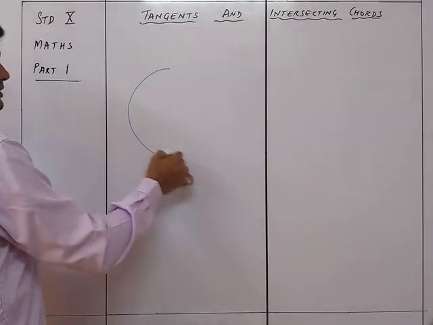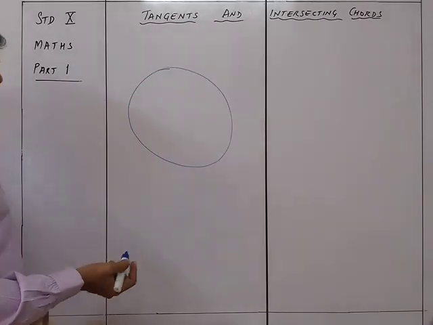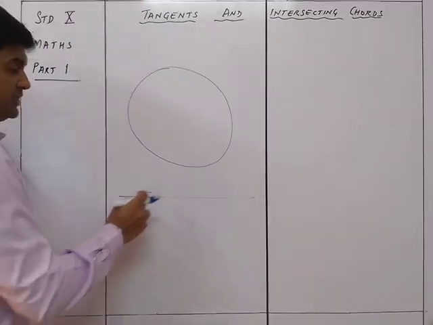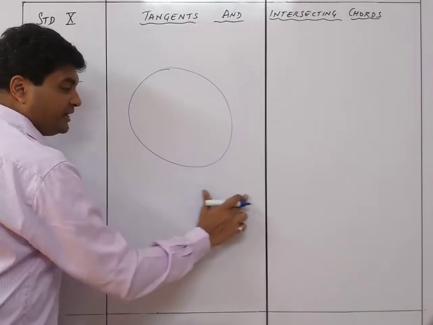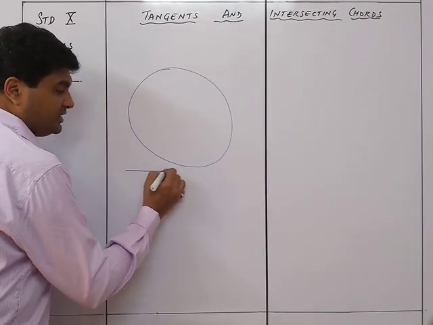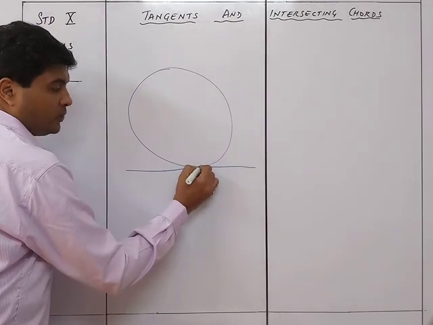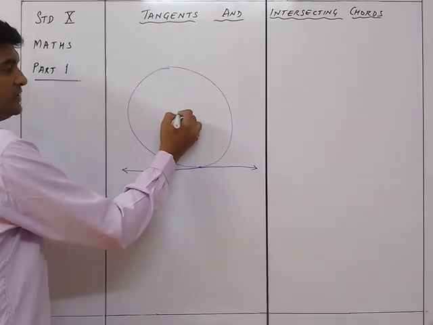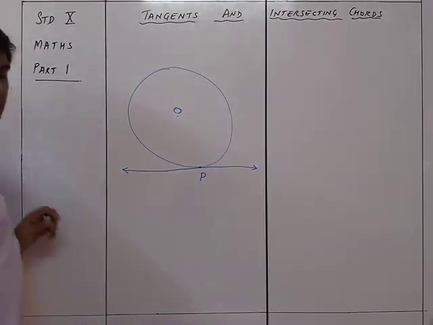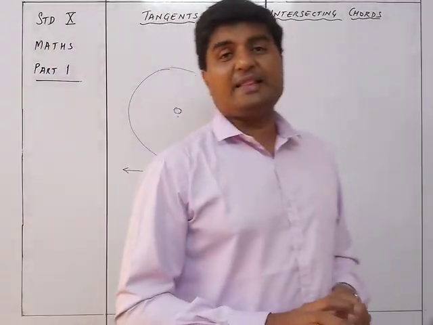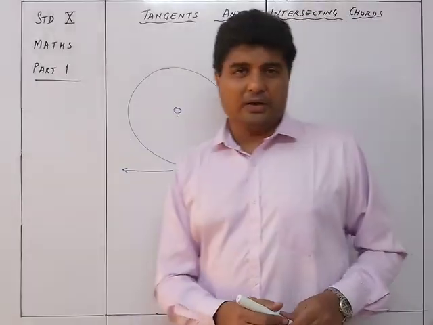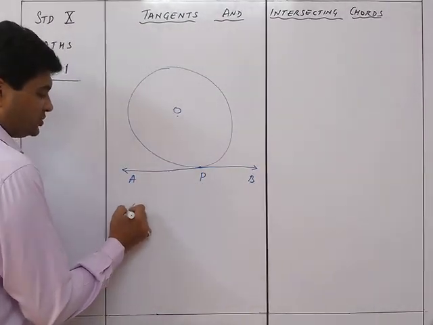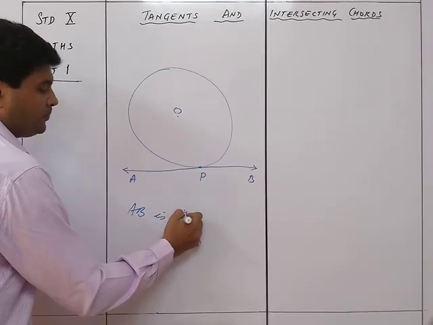If I have a circle, and a line is passing like this, then there is no connection at all between this line and the circle. But if it is going to touch the circle at only one point, so there is only one point of intersection between this line and this circle with center O, let's take this point as P, and the line as AB. So line AB is the tangent.